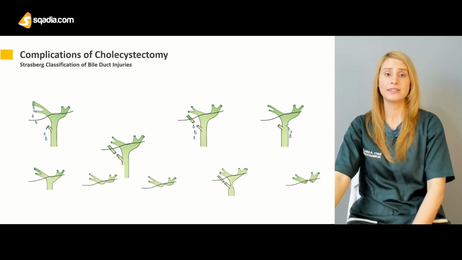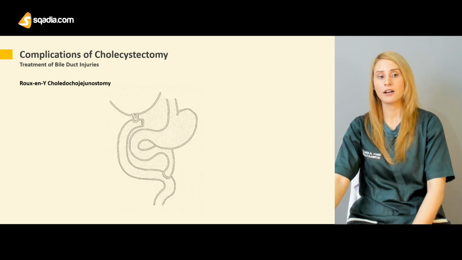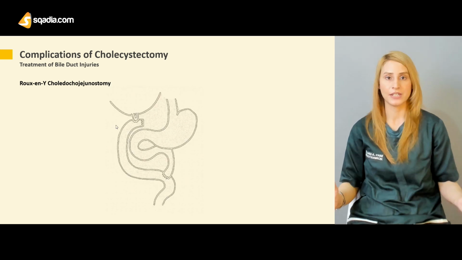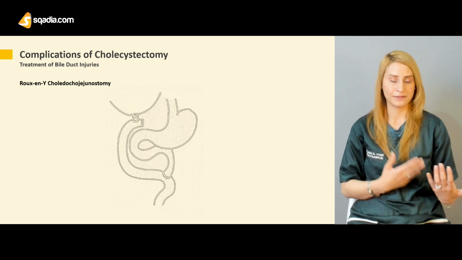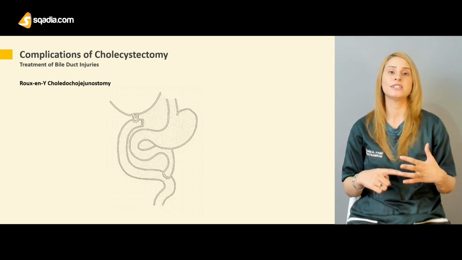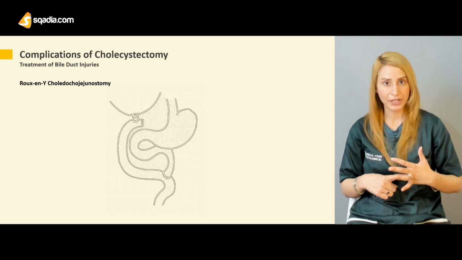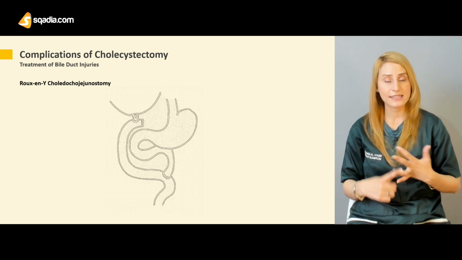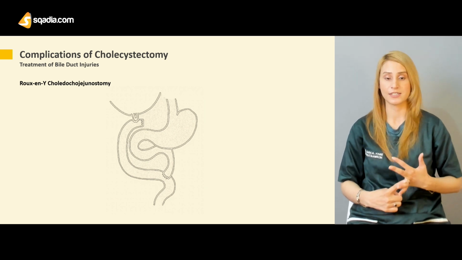So to know about these complications is very, very important. The treatment of the bile duct injuries depends upon their class. Class A is treated by ERCP or sphincterotomy. Class B and C are treated by hepatoduodenostomy. Class D is treated by a primary repair and T-tube placement. And class E injuries are treated by Roux-en-Y.